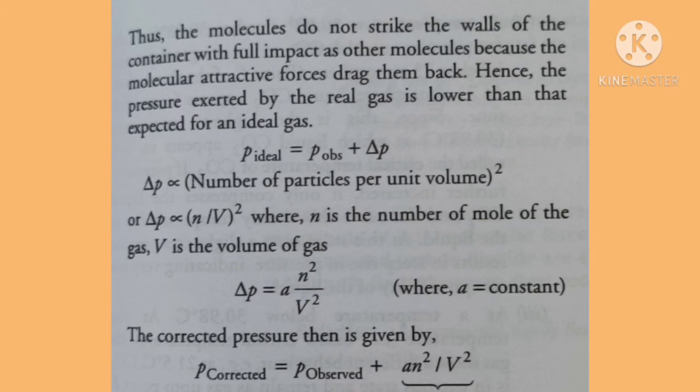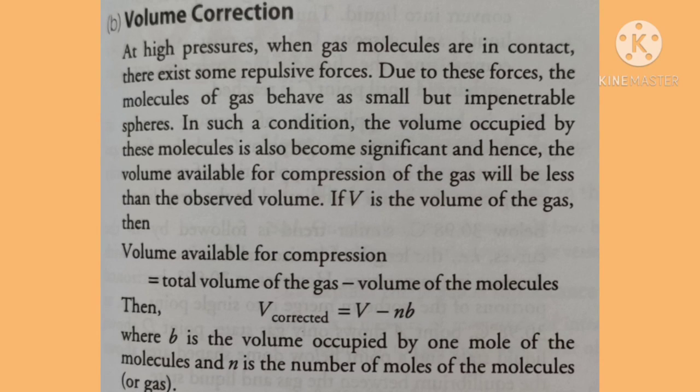P ideal is equal to P observed plus delta P. And delta P is directly proportional to the number of particles per unit volume square, or delta P is directly proportional to n square upon V square, where n is the number of moles of the gas and V is the volume of the gas. So we can write delta P is equal to a into n square upon V square, where a is a constant. The corrected pressure is then given by P corrected is equal to P observed plus a n square upon V square. Now we'll see the correction in the volume.